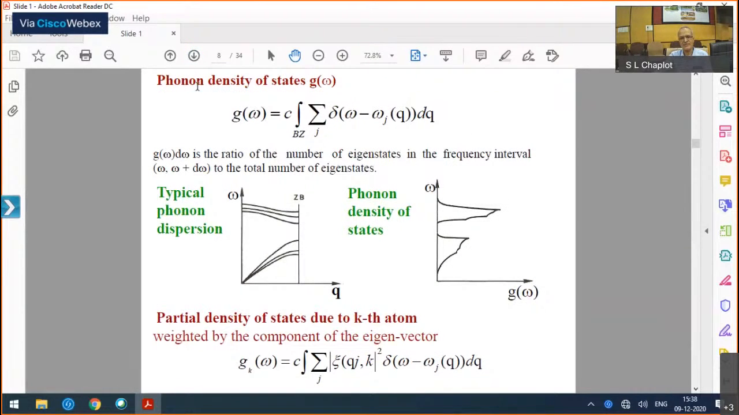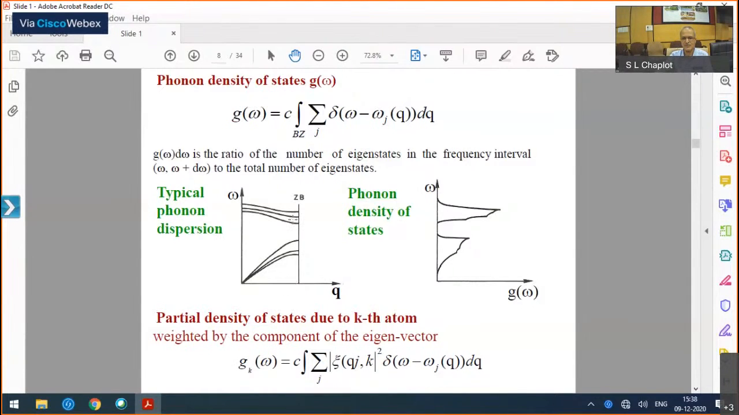Okay, so now there's another thing that you can look at if you have the dispersion curves: we can define the phonon density of states, which is just the density of phonons as a function of omega. So say g(omega) d omega is the number of phonons or eigenstates in a frequency interval omega to omega plus d omega.